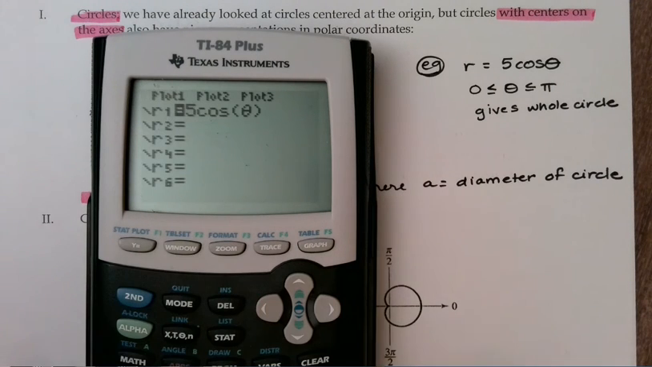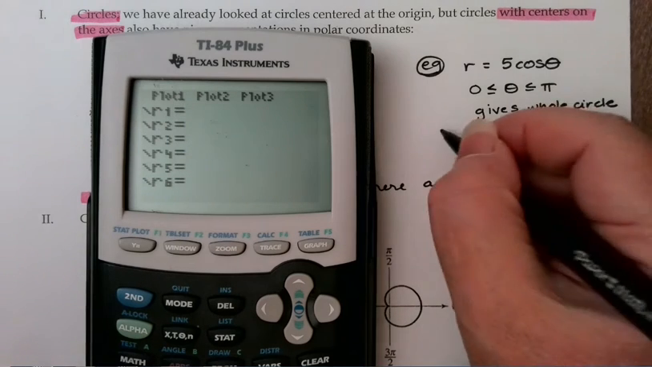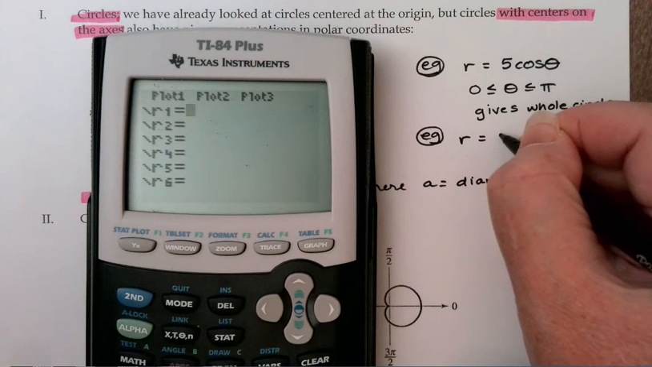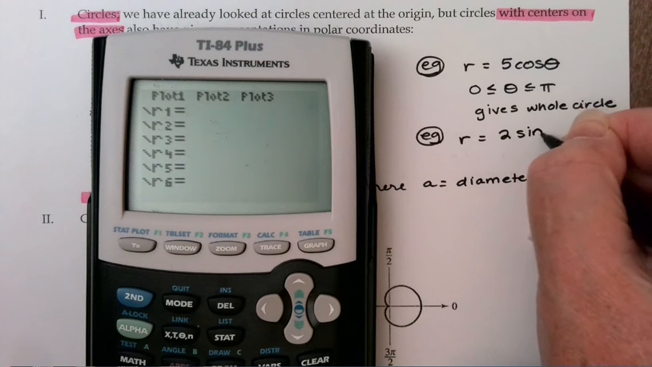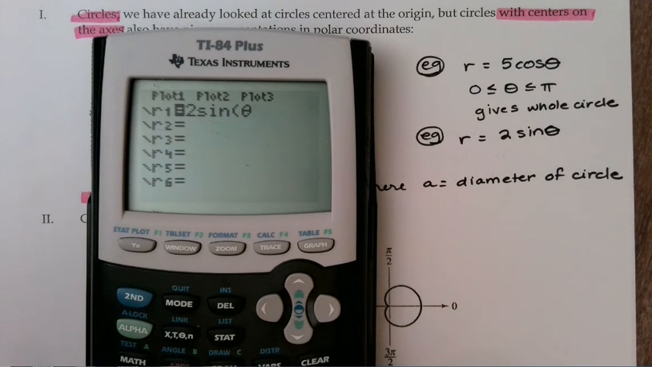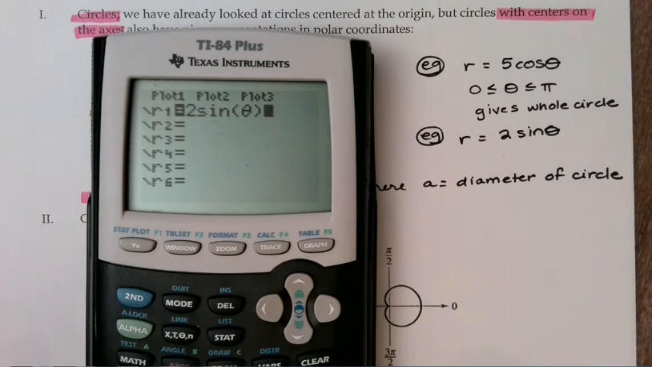Let's go back to our r equals, and let's do another one. I'm going to do a sine one. Let's do r equals, let's go with 2 sine theta. By the way, I probably should have said this a bit ago, but make sure your calculator's in radian mode when you do these.